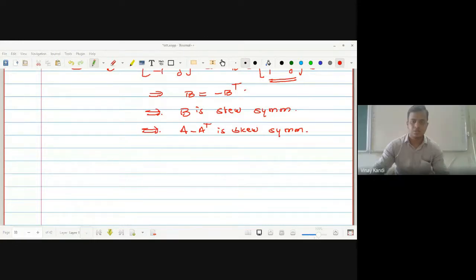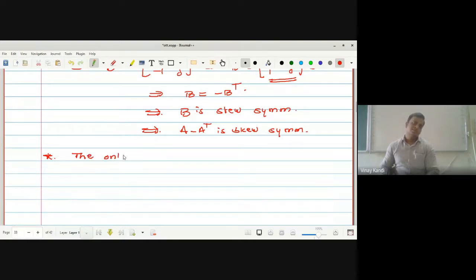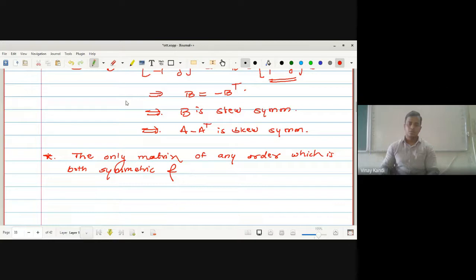Okay, wait a minute. Now the next and last remark: the only matrix of any order which is both symmetric as well as skew symmetric.